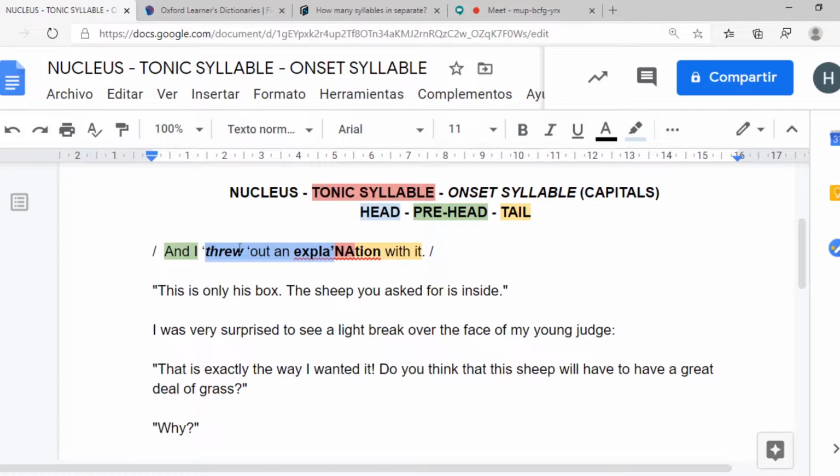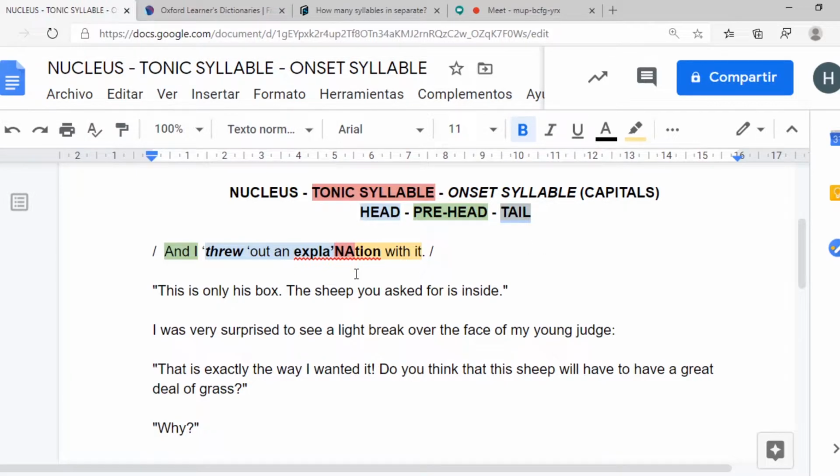If I don't have any stressed syllable before the tonic syllable, I just have prehead. Or you can say that the prehead is every single unstressed syllable before the very first stressed syllable, like these ones. So prehead and head can be found before the tonic syllable. And after the tonic syllable, everything, stressed or unstressed, will be my tail.